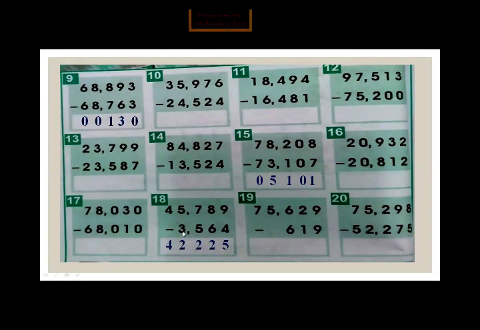45,789 subtracted from 3,564. Starting from units, 9 is greater than 4. You can easily subtract. 9 minus 4, 5. Comes to the tens place. 8 minus 6, 2. 7 minus 5, 2. Thousands place, 5 minus 3, 2. And 10,000 place, 4 comes as it is because no digit gives under 4. So your answer is 42,225. In this way, you will solve this exercise, that is exercise 3.2 in your books by using pencil.